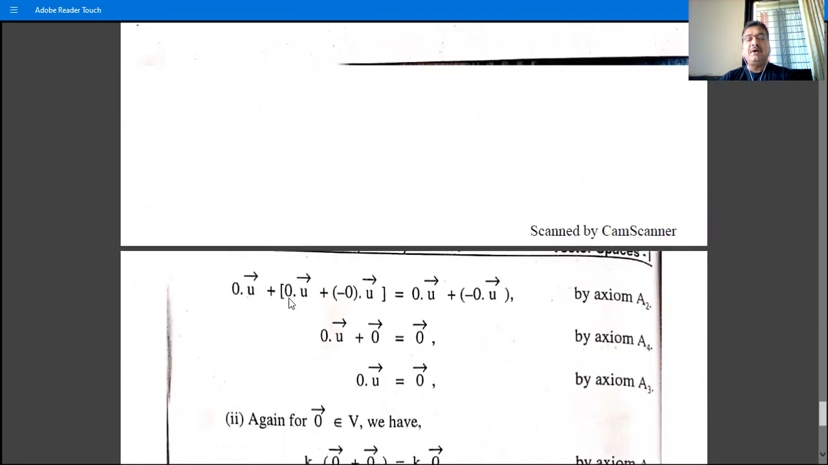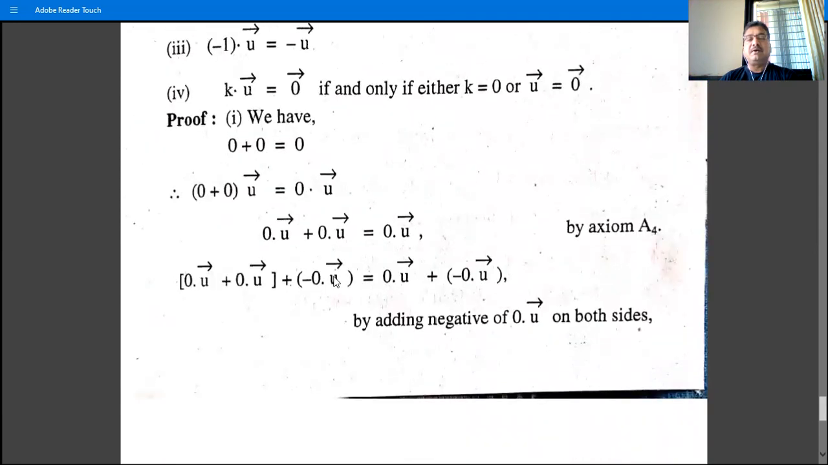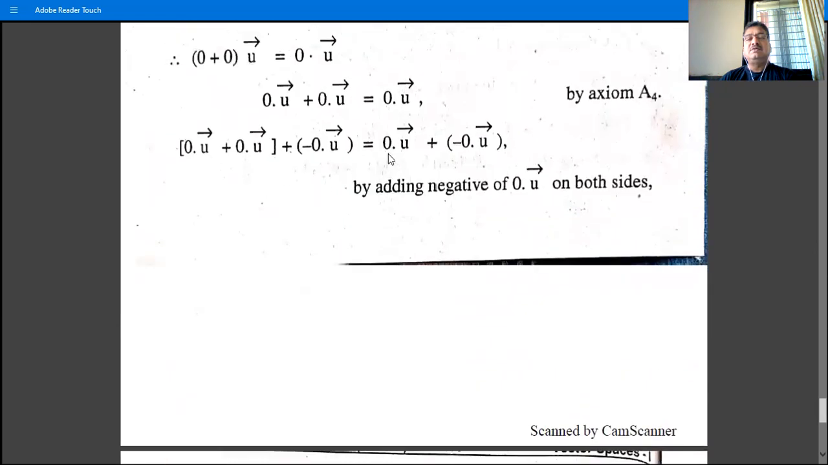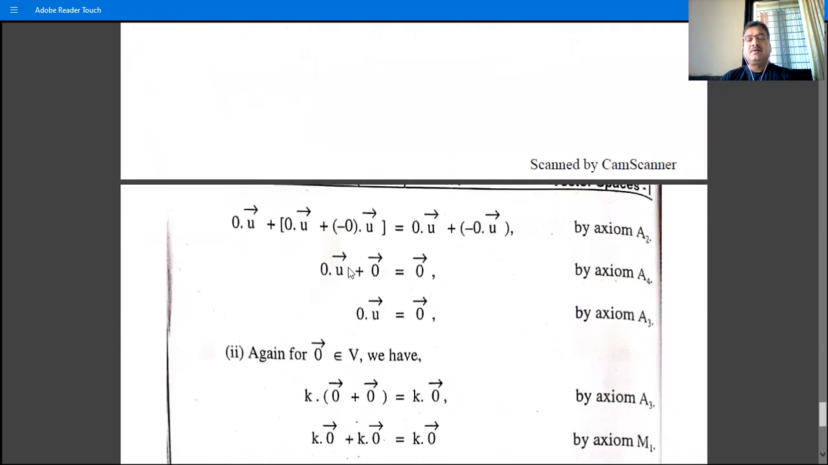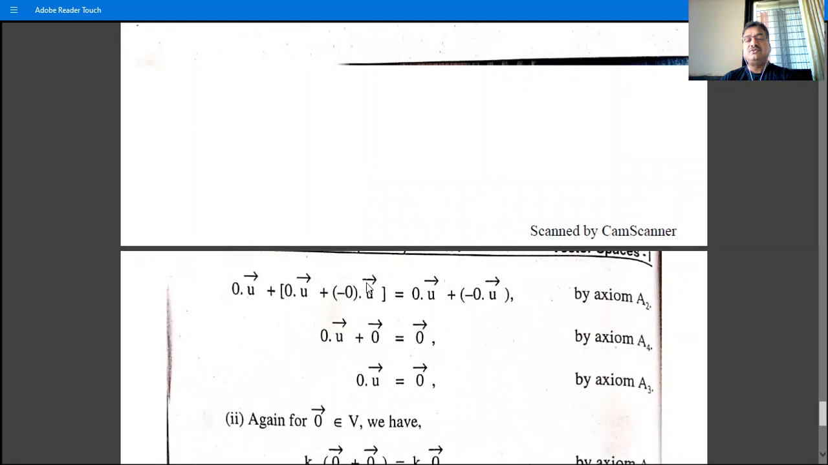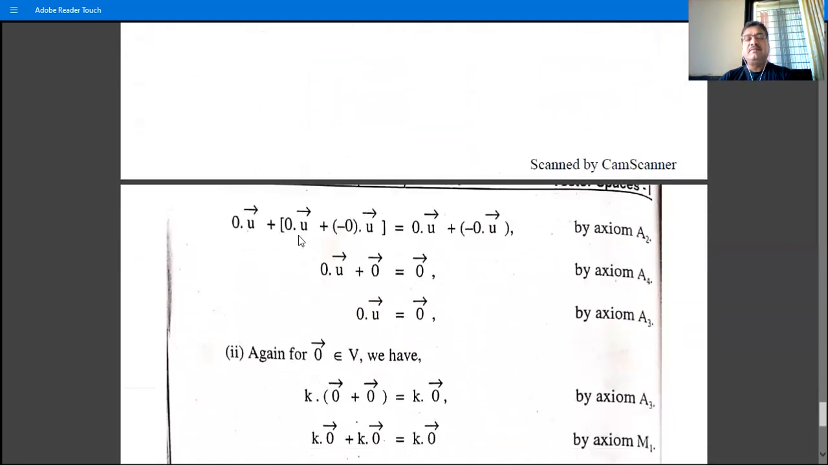So 0·u̅ plus (minus 0·u̅) minus 0·u̅, okay, is equal to 0·u̅... Put the bracket here: 0·u̅ minus 0·u̅, then complete the bracket after u̅, minus 0·u̅, like this. Then 0·u̅ minus 0·u̅, and the RHS as it is.